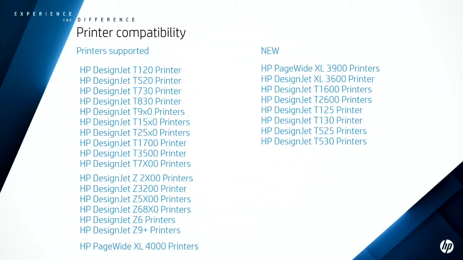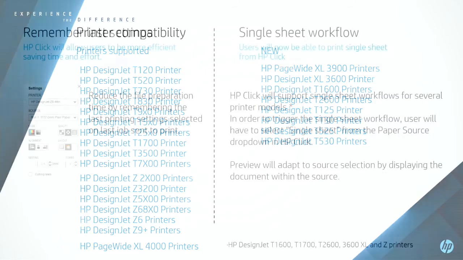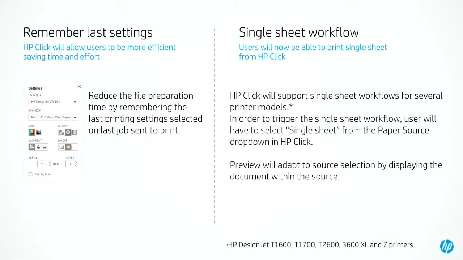We'll have new support for these printers: the PageWide XL 3900, the DesignJet XL 3600, the T16 and T2600, and the DesignJet T100 and T500 printer series. And those are some of the features that will be coming with this new release, which I'm going to explain very fast. One of them is remember last settings. HP Click is now able to understand which were the last settings that the user used, so you don't have to do a lot of clicks to print again.